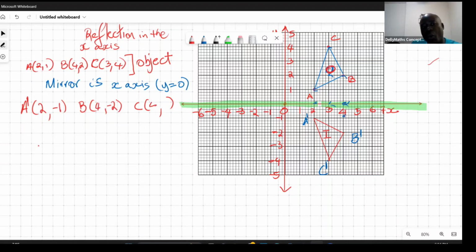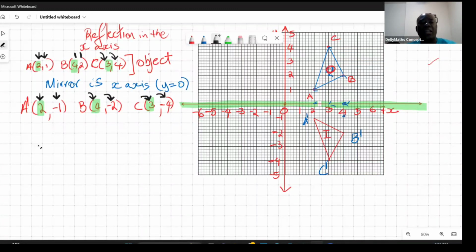All right. So what it is that we want to look at in terms of the coordinate when you're reflecting in the x-axis. We started with a +2, +1. The +2 remained, but the 1 became negative. We have +4, +2. +4 remained, the 2 became negative. +3, +4, the +3 remained, then the other one became negative.